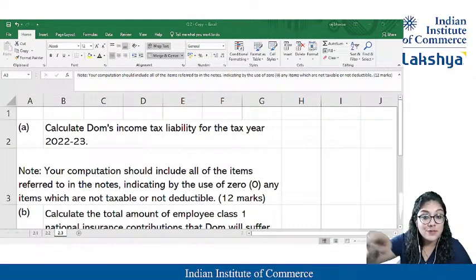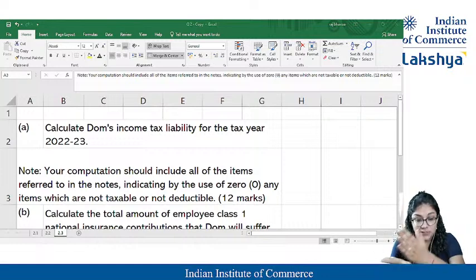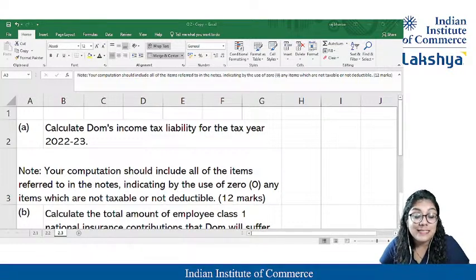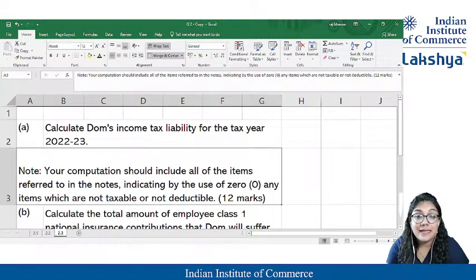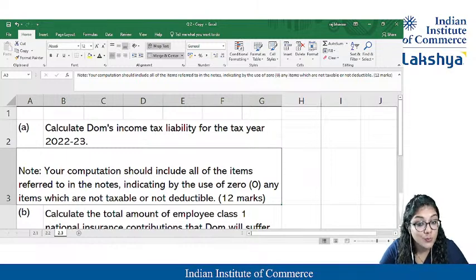So everything comes here. That means it's the basic total income tax liability. Just in one word, the total income tax liability means everything I'm supposed to calculate. And over here, your computation shall include all the items referred to in the notes, indicating by the use of zeros any items. So if not possible, I have to write zero.